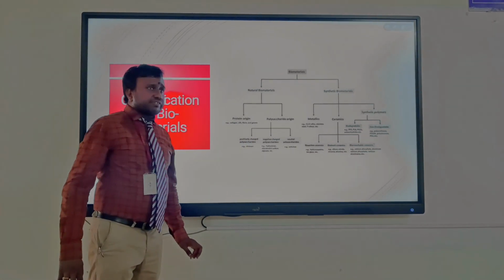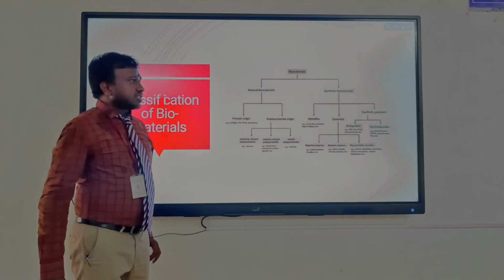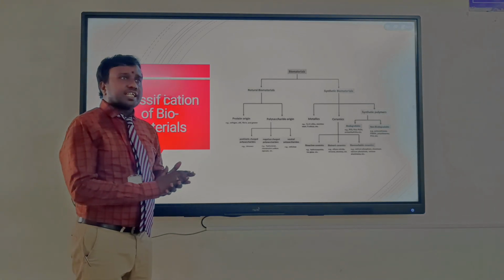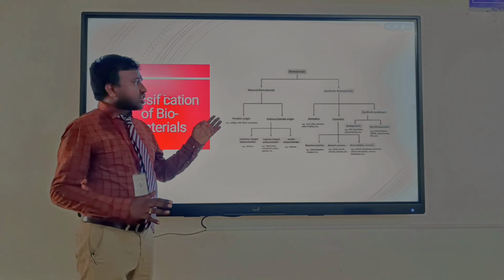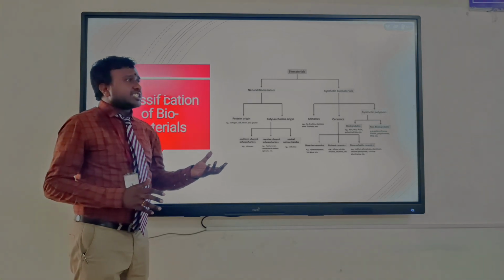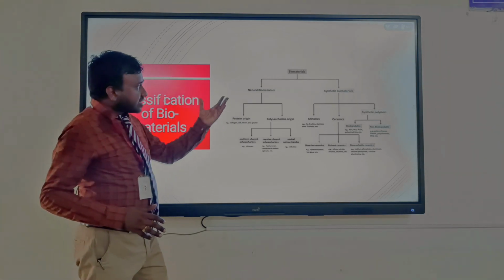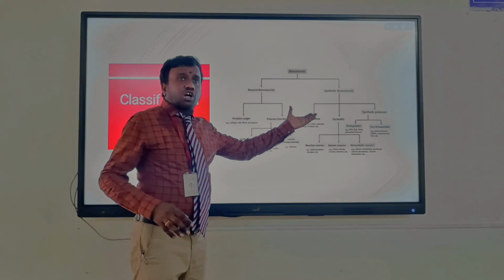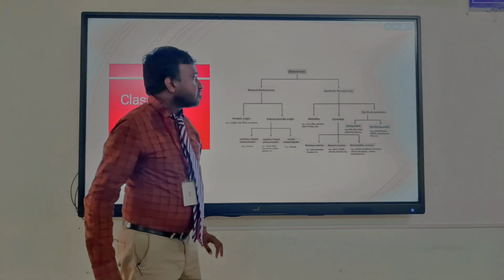So these are the major classifications of biomaterials. As I discussed, there are two types: natural biomaterials and synthetic biomaterials. Natural biomaterials are those derived from living organisms, plants or animals. Synthetic biomaterials are man-made biomaterials. The most common examples are alloys and composites. Okay, these are the classifications of biomaterials.